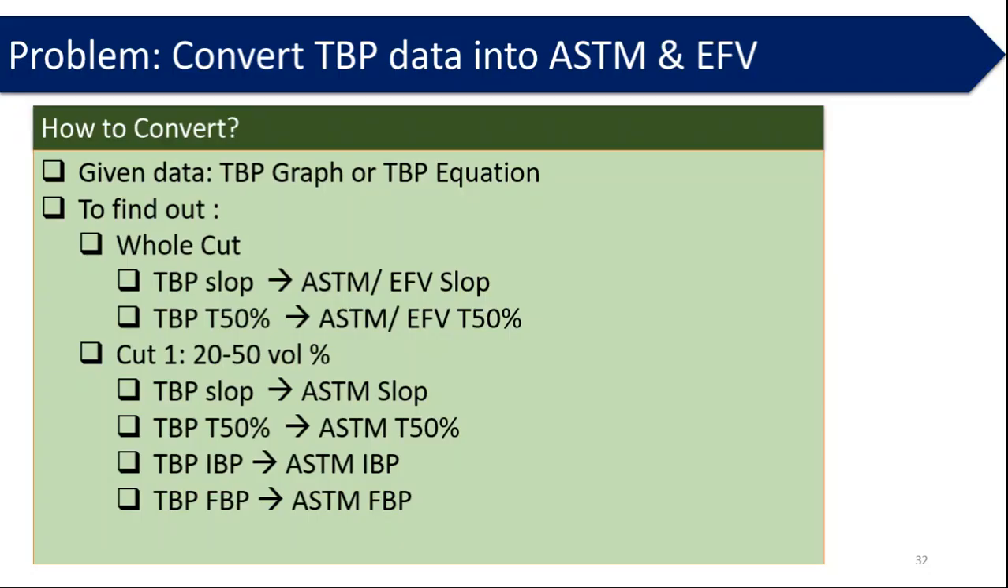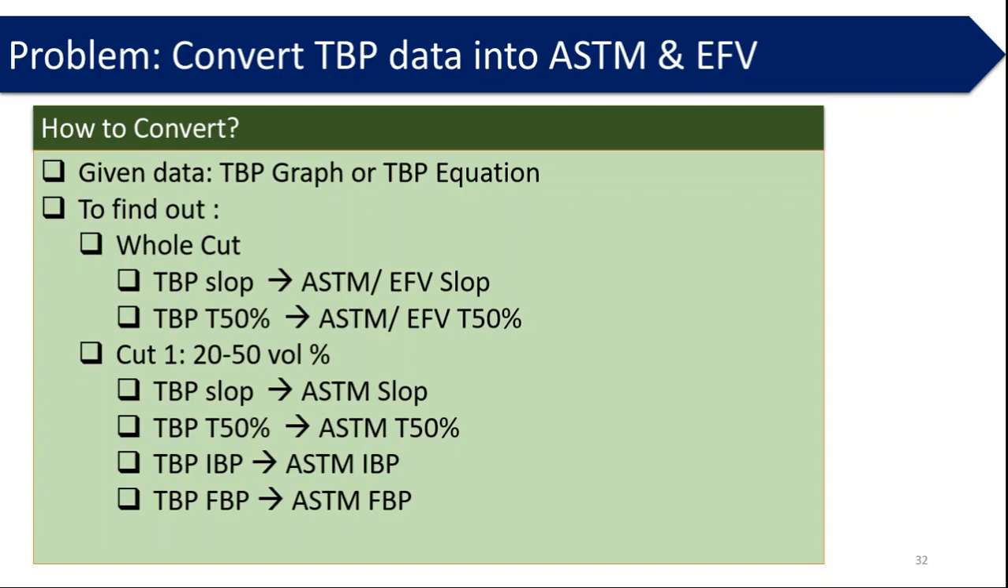So dear students, today we have to solve this problem to convert the TBP graph or TBP data into the ASTM and EFV data graph. Basically what we want to convert and what we want to know, for that we have the given data, which is the TBP graph, that is the basic data or the TBP equations. So this is given and you have to find out, for the whole cut basis, the TBP slope, and with the help of the TBP slope you can find out the ASTM and EFV slope.